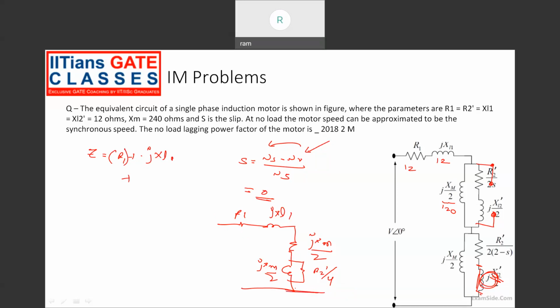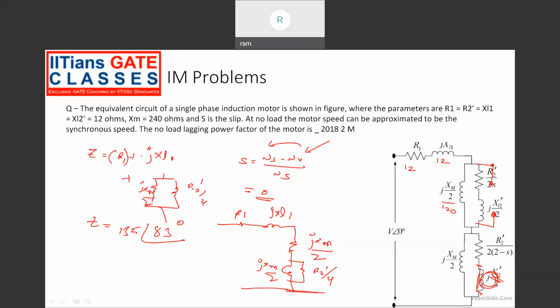Here you have to take the parallel combination of R2 dash by 4 and JXM by 2. You substitute the values of R1, XL and all, and you will get around 35 at angle 83 degrees.